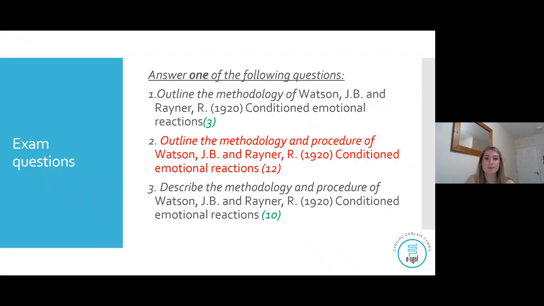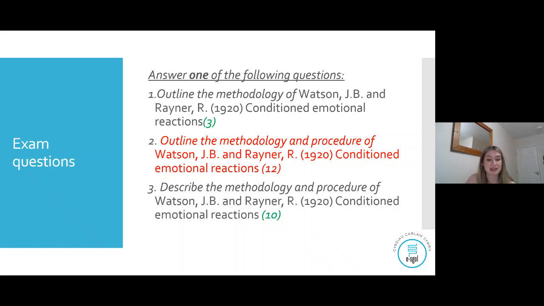Okay, moving on then to our behaviourist study. We're going to look at Watson and Rayner. Really famous piece of research in the 1920s that really helped shape the behaviourist approach. We know that John Watson is the founder of the behaviourist approach.